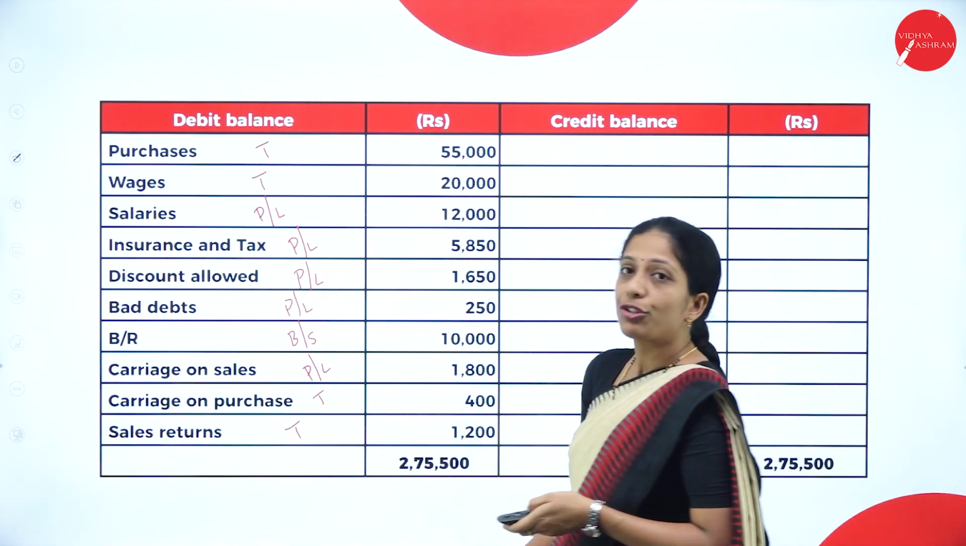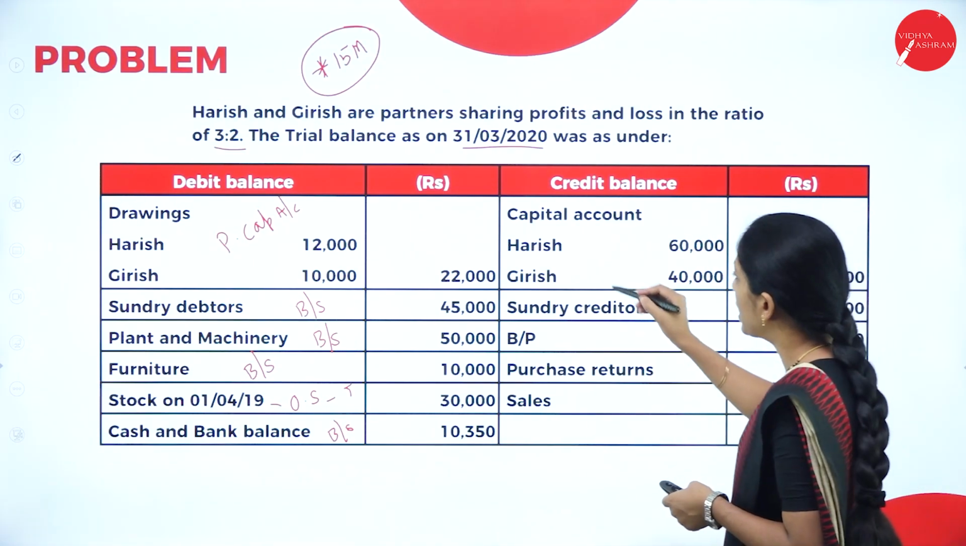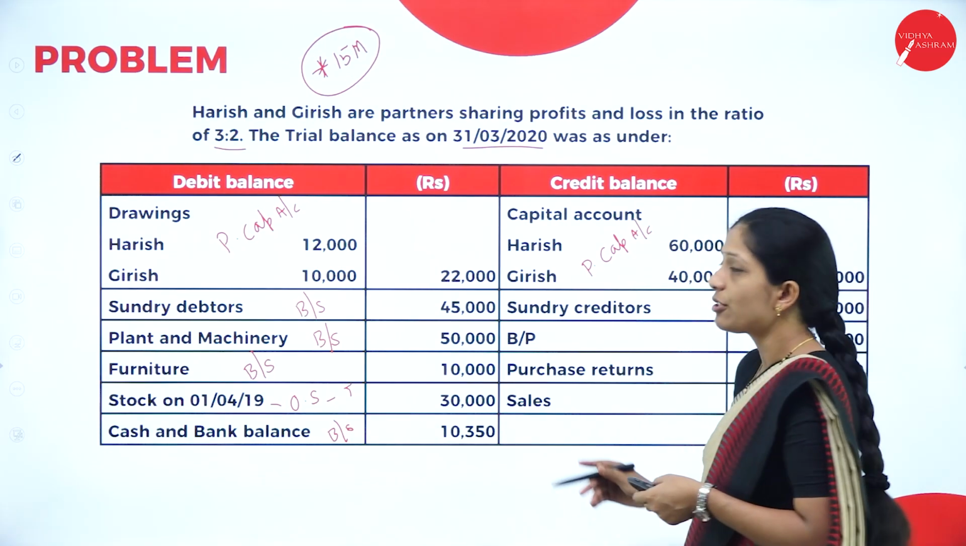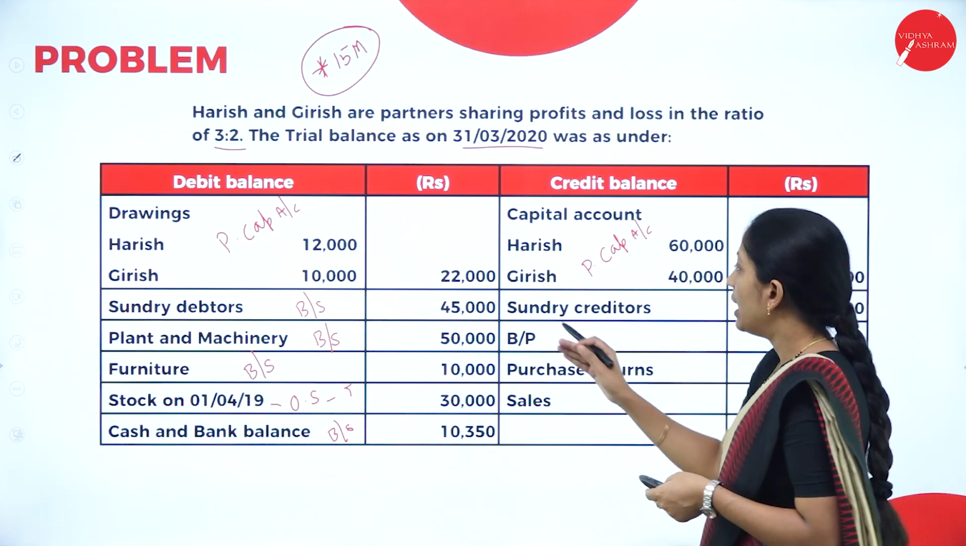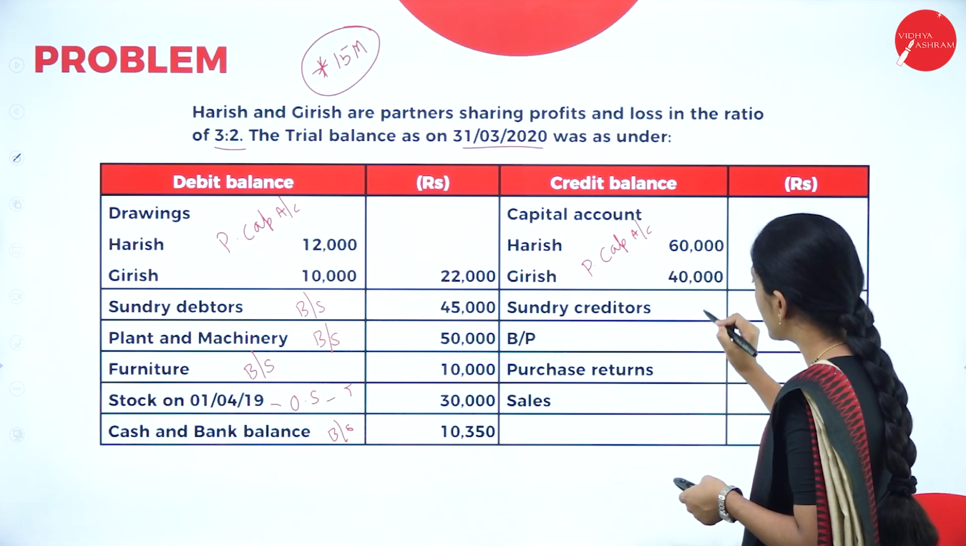Okay. Now coming to your credit balances, so we have capital account. Where do we take this capital account? Under partners capital account. That is by balance brought down. Next, sundry creditors. So sundry creditors, where do we take? It is a liability.